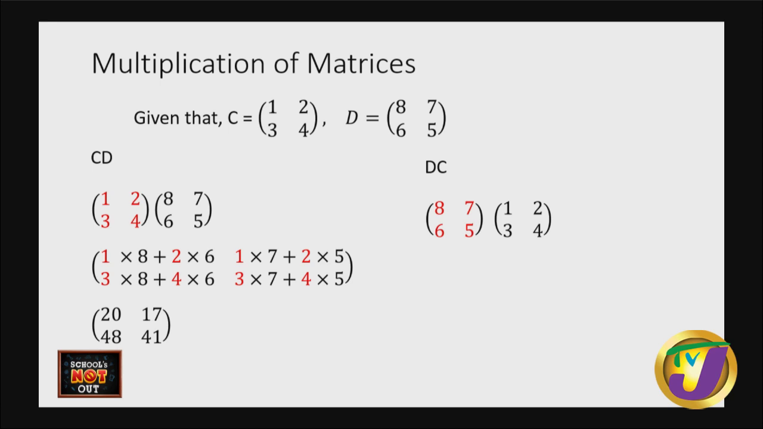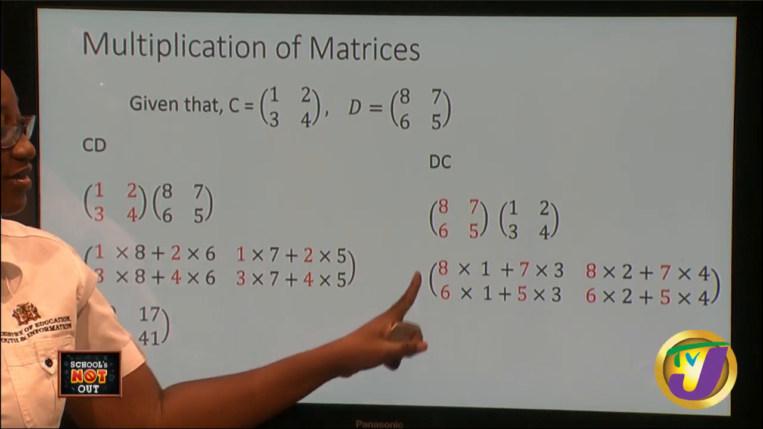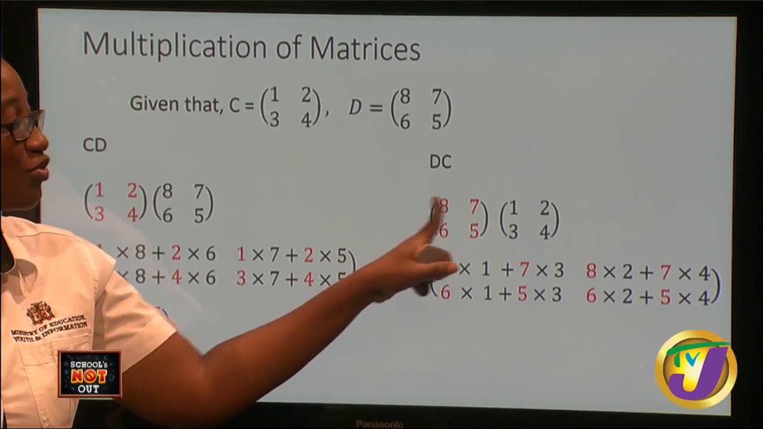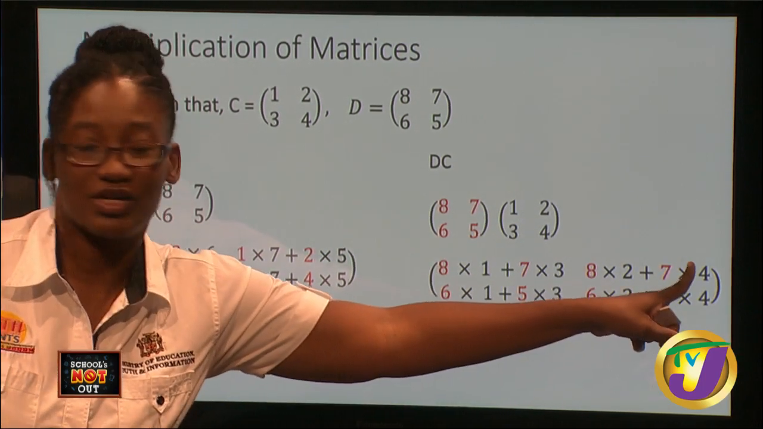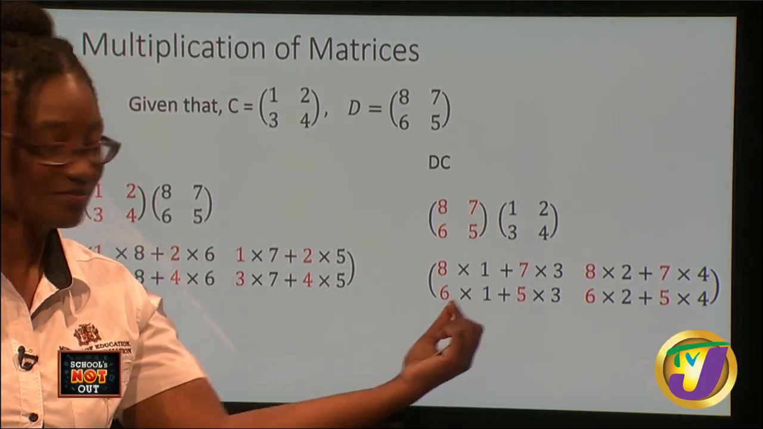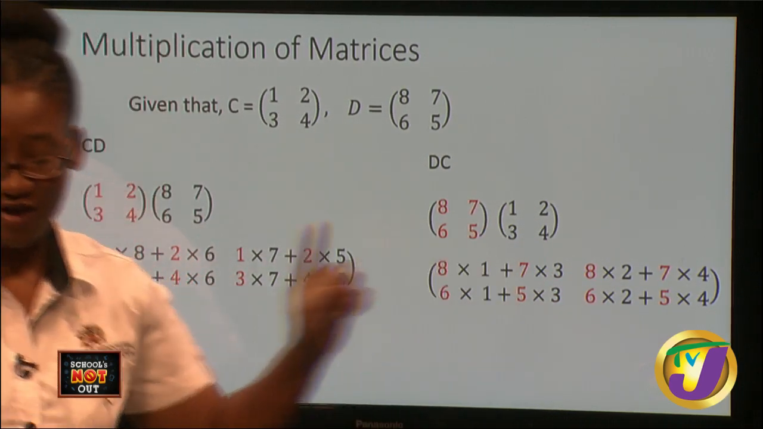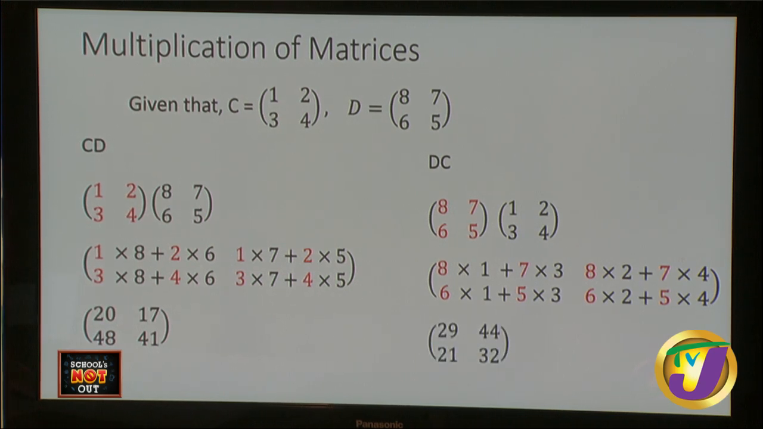In the interest of space on the board and time, we would have done some of it already. Again, row 1, column 1, and the results go in the same position. Row 1 by column 2, same there. Row 2, column 1, and row 2, column 2, same there. We combine the values: 29, 44, 21, 32. Did we make a mistake? Did we add that properly? I think we did it fine.